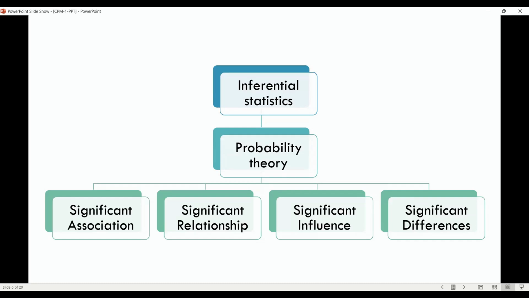We generally do statistics to find whether there is significant association between two variables or not. Whether there is a significant relationship between the two variables or not. Whether there is significant influence between the two variables or not. Whether there is significant difference between the variables considered for the study or not. So it is for these purposes we do the entire statistics.